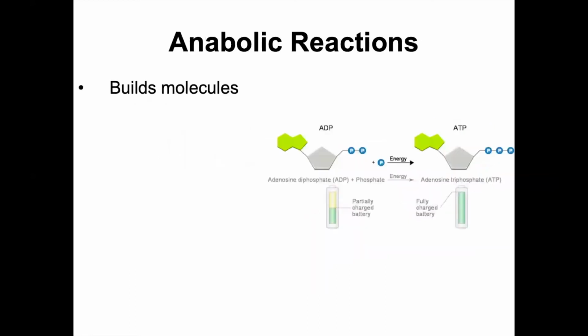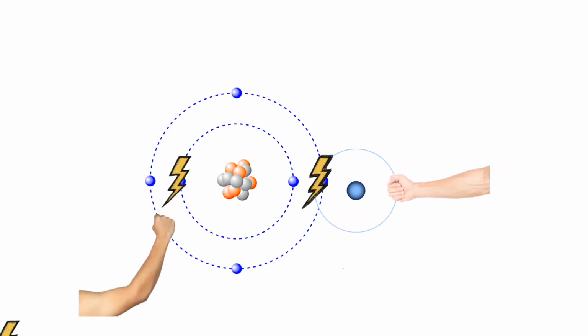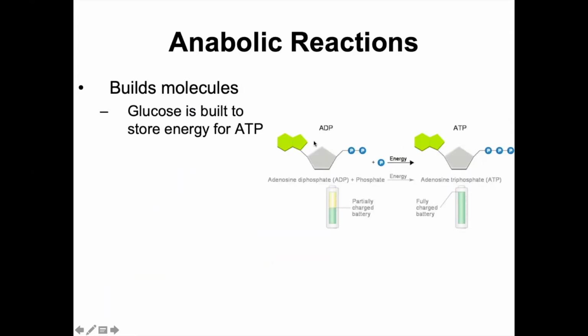Anabolic reactions, that is us building molecules, and that takes energy. Glucose is going to be built to store energy in ATP. That is photosynthesis right here. They're photosynthesis in one sentence. Plants are going to make glucose so that they can store energy.